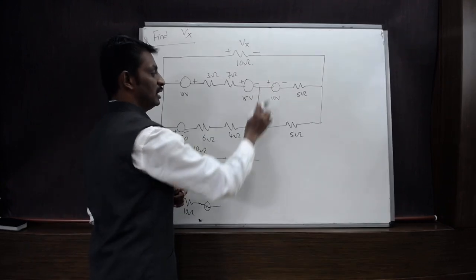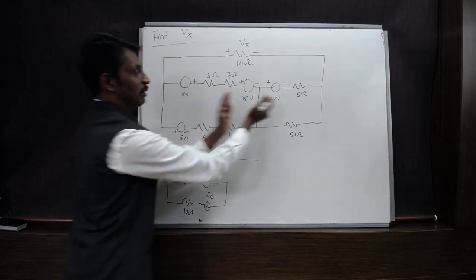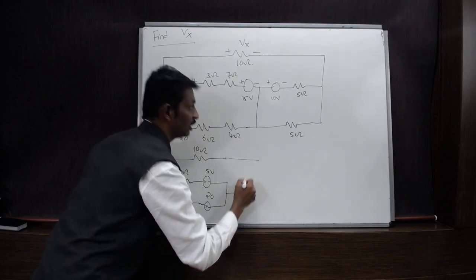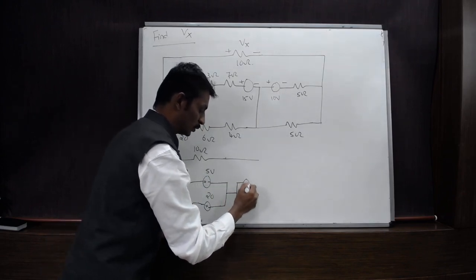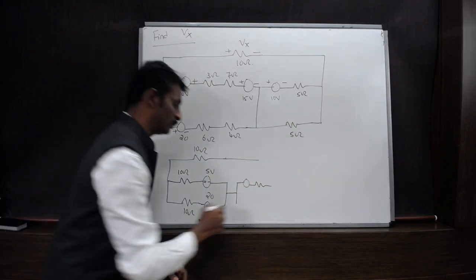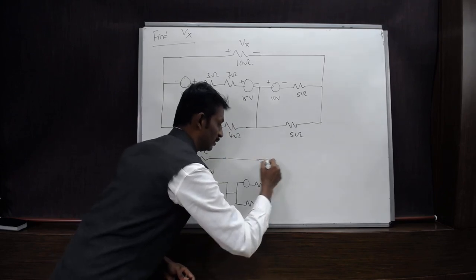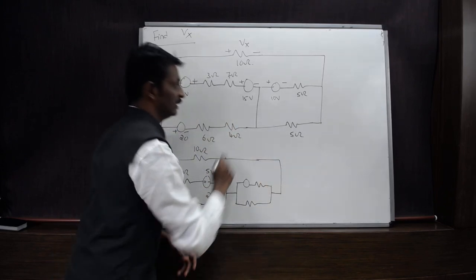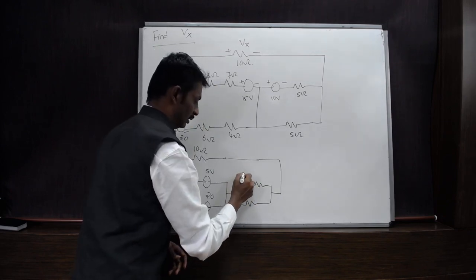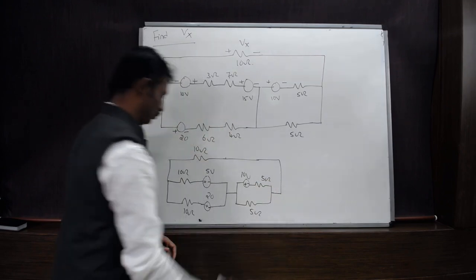And also, since these two are short circuited, let us bifurcate this part of the network from this part, so that we can apply the source transformation and convert this voltage source into the current source. We are going to retain this part of the network as it is. Let us draw the circuit diagram like this. So this is plus minus 10 volts, 5 ohm and 5 ohm.